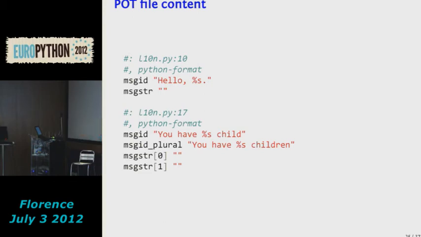And this is the case for plurals. You can see here that this is the identifier for the singular, and this is for the plural form. Here, this is an array for the translations. Because English has just 2 plural forms, this is just 0 and 1. If we had Arabic, there would be here msgstr 0, 1, 2, 3, 4, 5.